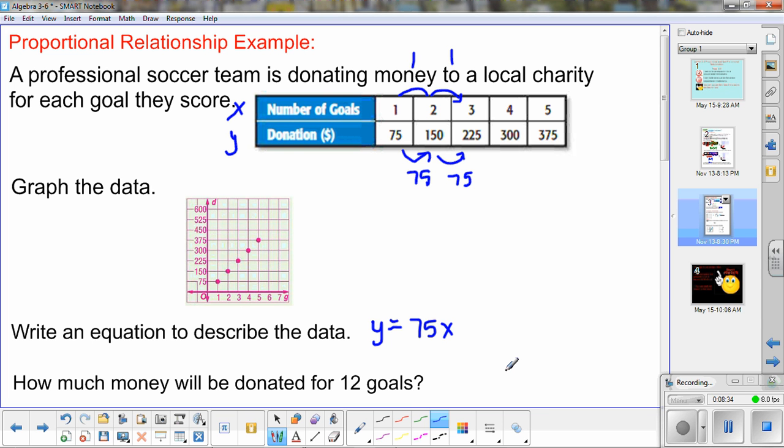Now the next question says, how much money will be donated for 12 goals? To figure that out, we would want to plug in 12 for x, or the number of goals. So we would get y equals 75 times 12. So y is going to equal 75 times 12, and 75 times 12 is $900. $900 will be donated for 12 goals.